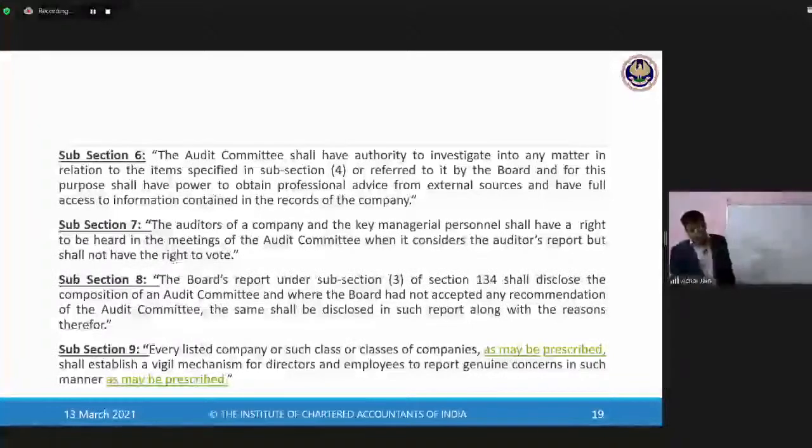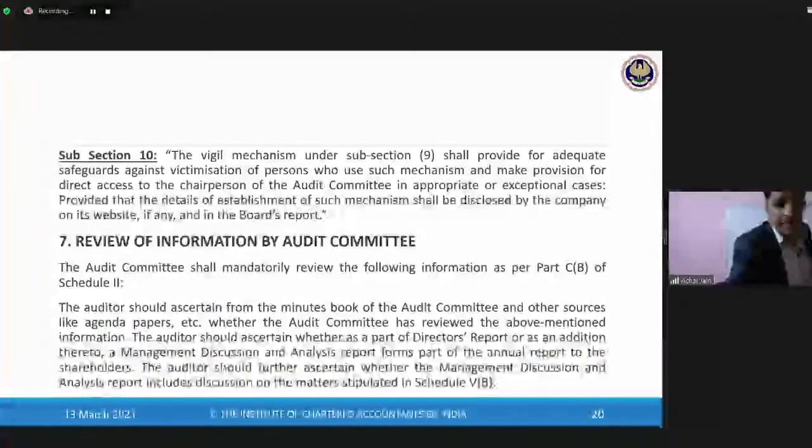Okay. Then talking about the auditors, KMPs, they all shall have the right to be heard in the meetings of the audit committees. They will also be participating in the meetings of the audit committee. Board's report shall disclose composition of audit committee, and where the board had not accepted any recommendation of the audit committee, same shall be disclosed in such report along with the reasons as to why the recommendations of the audit committee have not been accepted. Okay, yeah. Moving further, as regards this Vigil mechanism, we'll have a discussion on this slightly later.